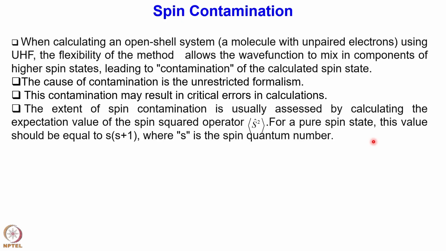Sometimes the frequencies also get severely affected, and the extent of spin contamination is usually assessed by calculating the expectation value of the spin square operator. For a pure spin state, this value should be equal to S(S+1), where S is the spin quantum number. But in the case of a spin contaminated wave function, this generally deviates from the ideal value. We will see examples of how much it can deviate, under which conditions it will be acceptable, and under what conditions you should take it with a pinch of salt.